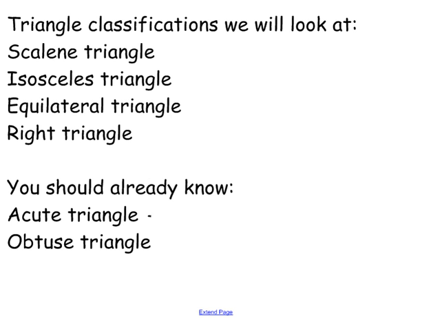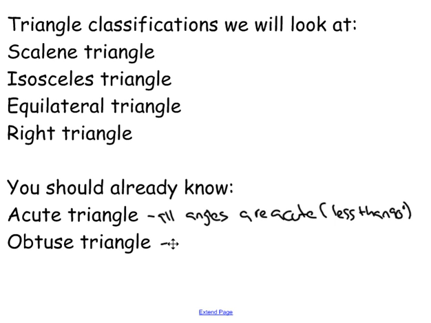In an acute triangle, all the angles are acute, meaning that they are all less than 90 degrees. And in an obtuse triangle, you have one obtuse angle, meaning one angle more than 90. We're not going to look at these though. You should already know these. We're going to focus on scalene, isosceles, equilateral, and right. So let's get to it.